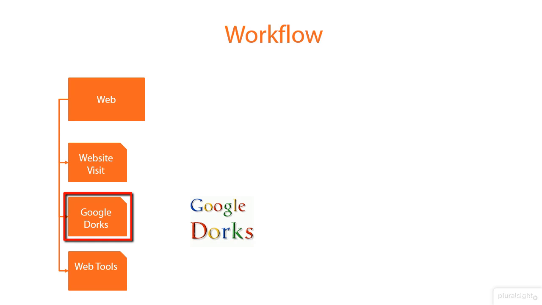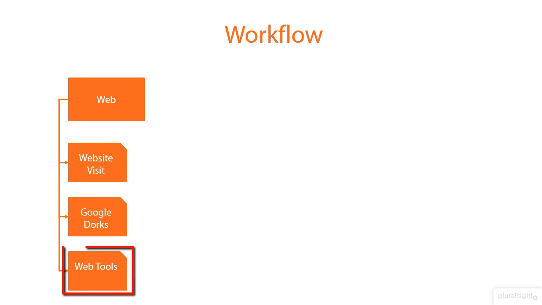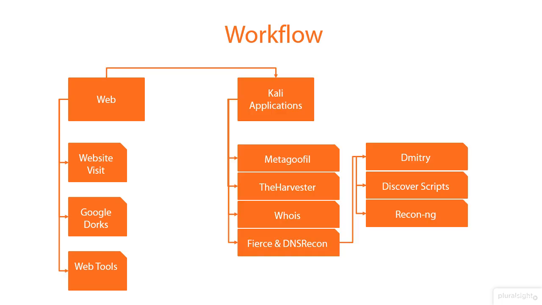Next thing to check on the web is Google Docs. Google Docs is a smart search filter that we can take advantage of by using it on Google. Finally, I will show you some important tools on the web that you should save to your bookmarks list. After using the web as our investigation tool, we will use Kali Linux applications to perform our information gathering job.